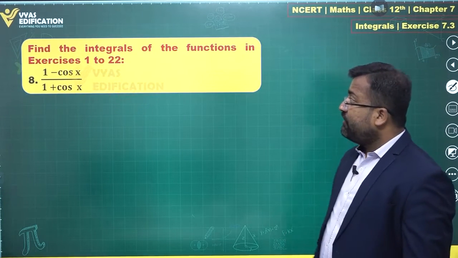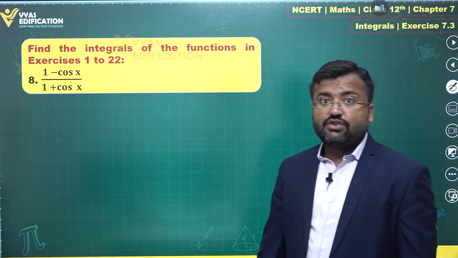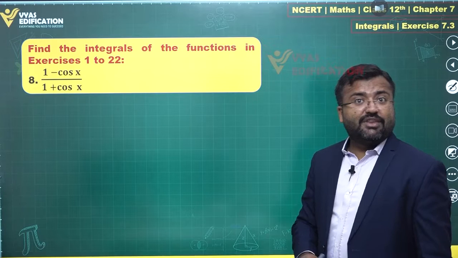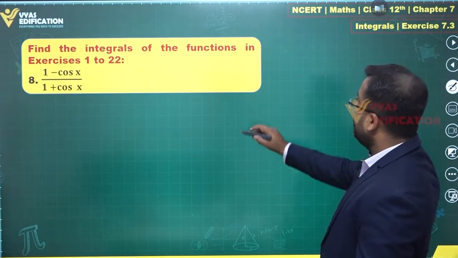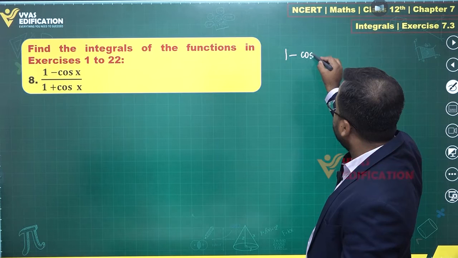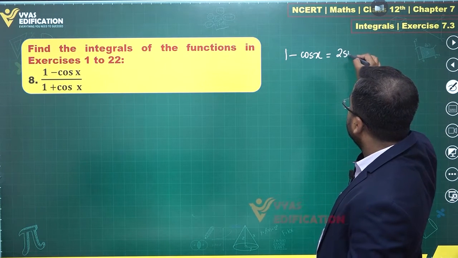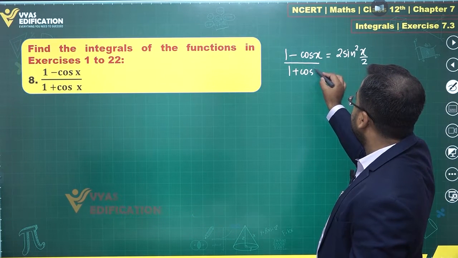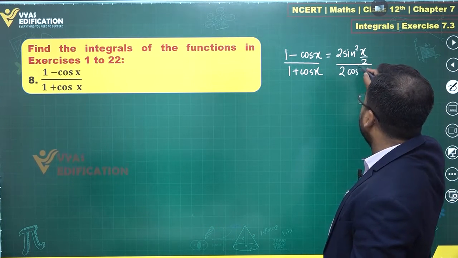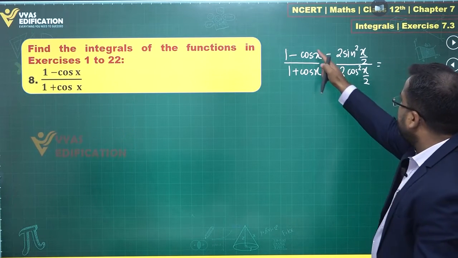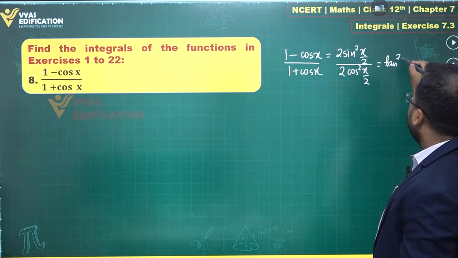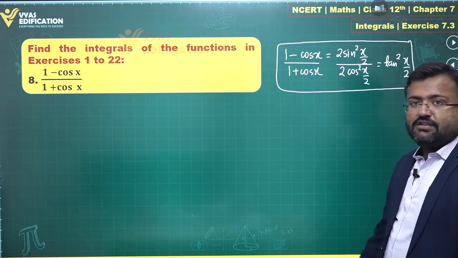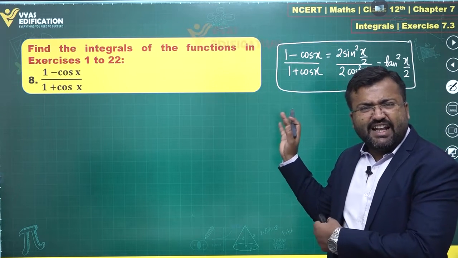The 8th question says you have 1 minus cos x upon 1 plus cos x. How do we handle this one? It should not be difficult if you remember some expressions of trigonometry. 1 minus cos x is actually 2 sine square x by 2, and 1 plus cos x is 2 cos square x by 2. You should remember that this overall is equal to tan square x by 2. If you don't remember this, I have explained that and written that in front of you.